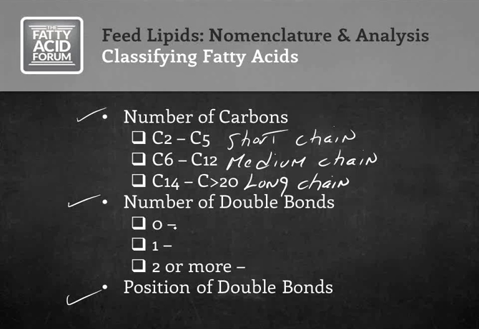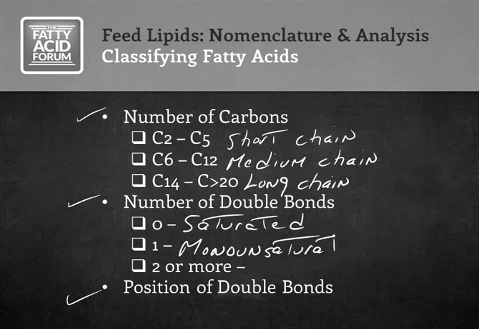Now, number of double bonds is also important in identifying these. The example I showed in the previous slide had only single bonds, so there were no double bonds in the chain, and we refer to these as saturated fatty acids. A terminology that's already familiar to many of you, but we want to review these so as we proceed through succeeding lectures, we'll understand the terminology that's used.